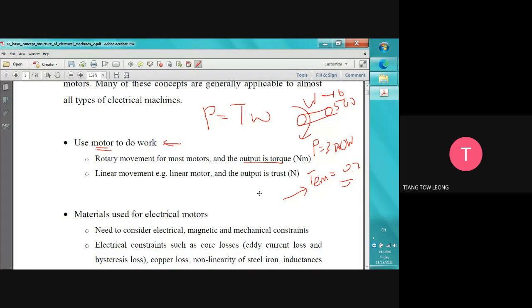Torque cannot be felt. Sorry, we cannot measure the torque by hand. So we need to use specific measurement tools to measure the torque. But power, yes, maybe we still can measure the power. For linear movement, the linear motor output is the thrust, in Newton.